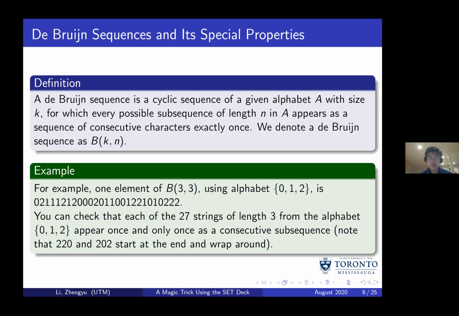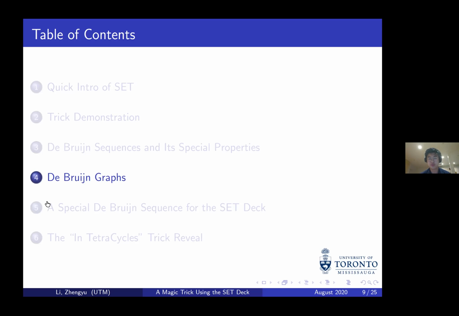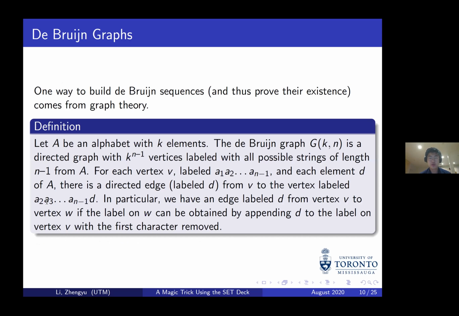And now the question is, how do we find those sequences? I'm sure that maybe for something like B(2,2), we can just brute force it and keep guessing. But as you can see for B(3,3), it's already kind of hard to just brute force it and try it out. So there has to be a way for us to find these sequences. And that's called a de Bruijn graph. So essentially, this also proves the existence of de Bruijn sequences.